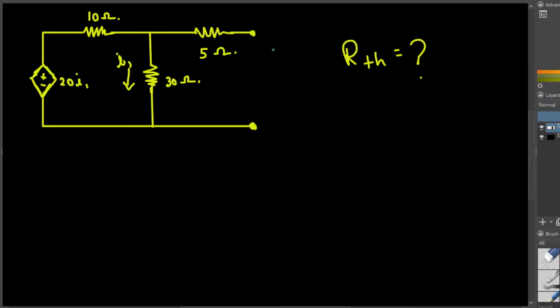test source. You can either add a test current source or a voltage source. It depends on which one makes life easier. Here, as I see, if I add a voltage source, it's going to make everything easier. So I'm going to go ahead and add a test voltage source. Let's put this one as 1 volt.